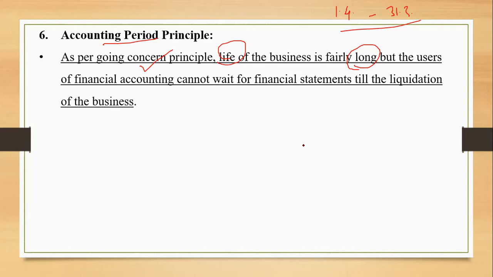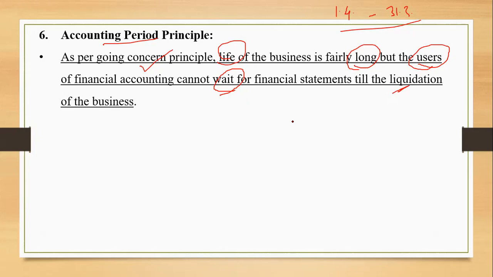But whosoever the users are there, the users of the accounting information, can they wait for the financial statements till the time of the liquidation? The answer is no. Because the actual result of the business will be known only when the firm is closed, right? When the business is getting wound up, the firm is getting dissolved, or any company is getting liquidated, right? Then only the actual result of the business entity can be known. What are the assets that are there? They are sellable in the market at the market value, right? Stock is sold in the market at its realizable value.